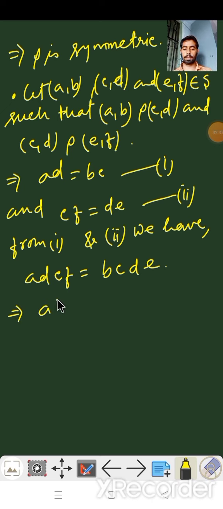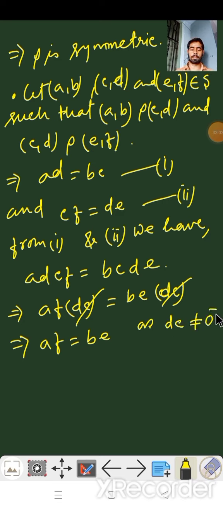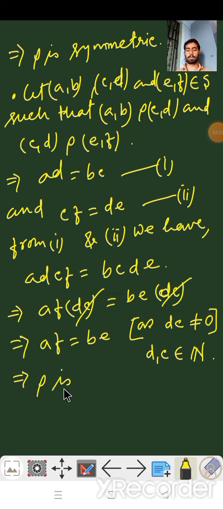which implies that AF DC equals BE DC, since Z is commutative under multiplication, and we can cancel out DC from here, which implies that AF equals BE, as it is known that DC is not equal to 0, since A, B, C, D, E, F all belong to the set of natural numbers, which implies that rho is transitive.